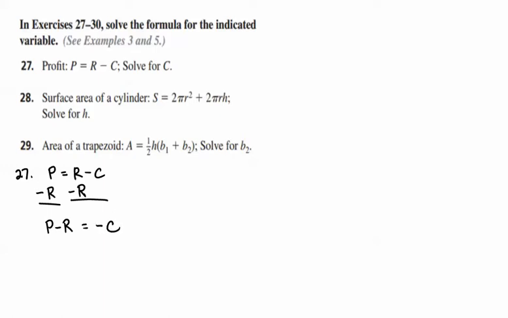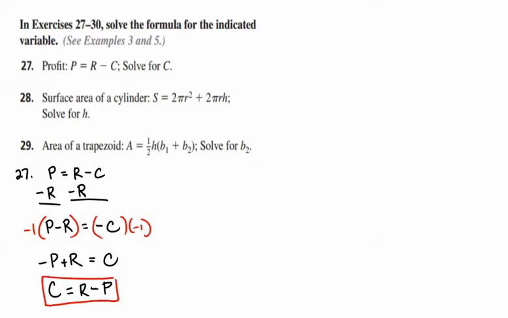However, because that negative C is not the final form that we want, we're going to multiply it by negative 1, multiply the other side by negative 1, and what that's going to do is change all of the signs. So the P becomes negative, the R becomes positive, the C becomes positive. So we might say then, rewriting, C is equal to R minus P. It's the revenue minus the profit that gives you your costs.